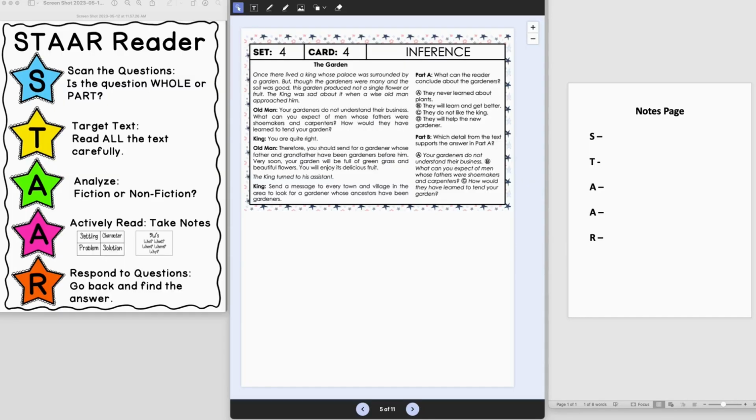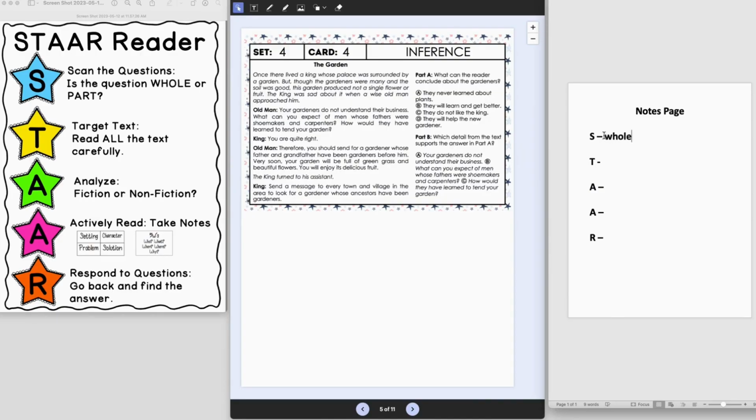So let's begin. The first step in the STAAR reading strategy is to scan the questions to see if they're whole about the entire text or about part of the text. Part A, what can the reader conclude about the gardener? So here we're going to be thinking about an inference about the gardener. So we're going to be looking back at specific text about them throughout the passage. So that one's going to be a whole.